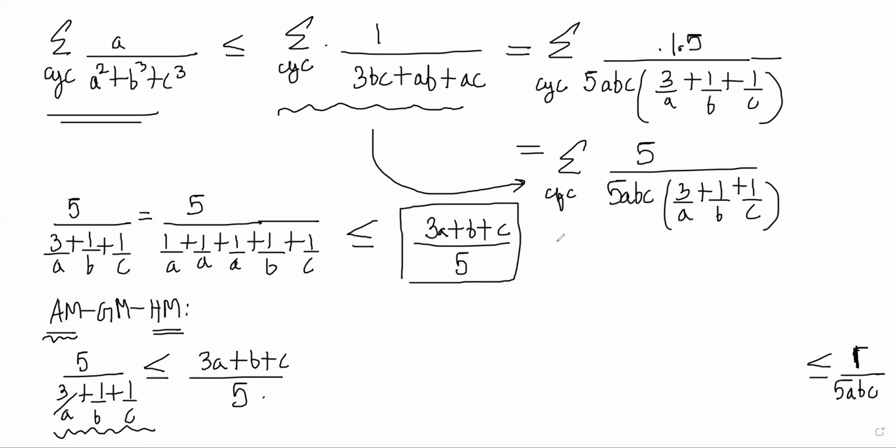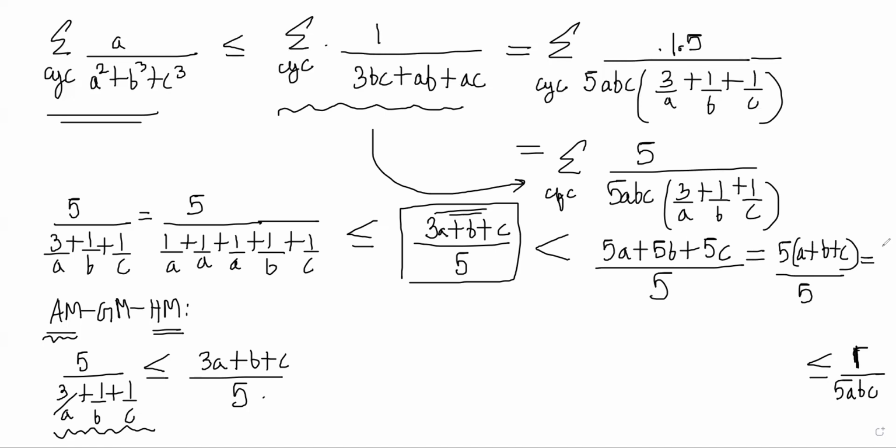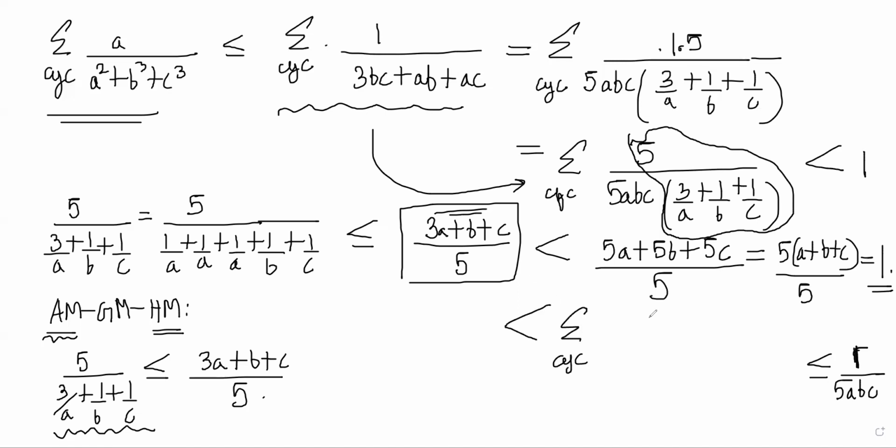We can say that 3(A+B+C) is clearly less than 5(A+B+C), because A, B, C are all positive. We are not changing anything in the denominator, and we are making the numerator larger, right? So this is clearly 5 times (A+B+C) by 5, which is 1. So what we have shown right now is that this quantity is less than 1. So that means that it is less than the cyclic sum of 1 by 5ABC, right?